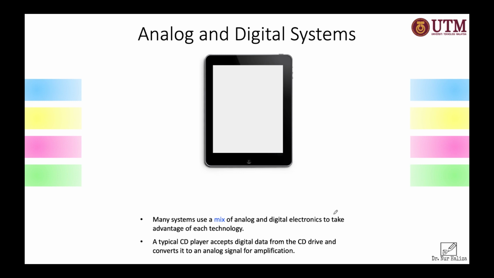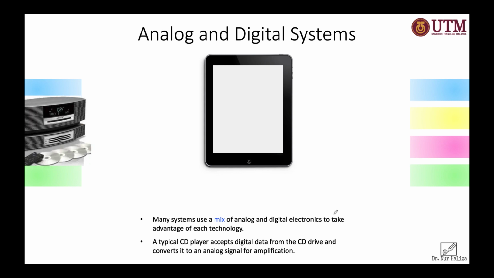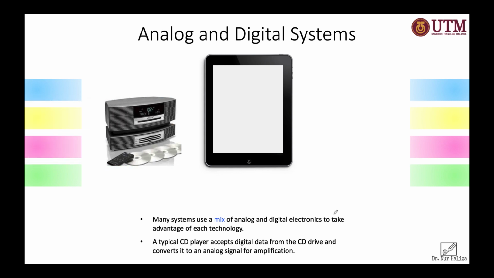Over here is the analog and digital system. You can have a device which includes both analog and digital at one time. You can see over here many systems use a mix of analog and digital electronics to take advantage of each technology.